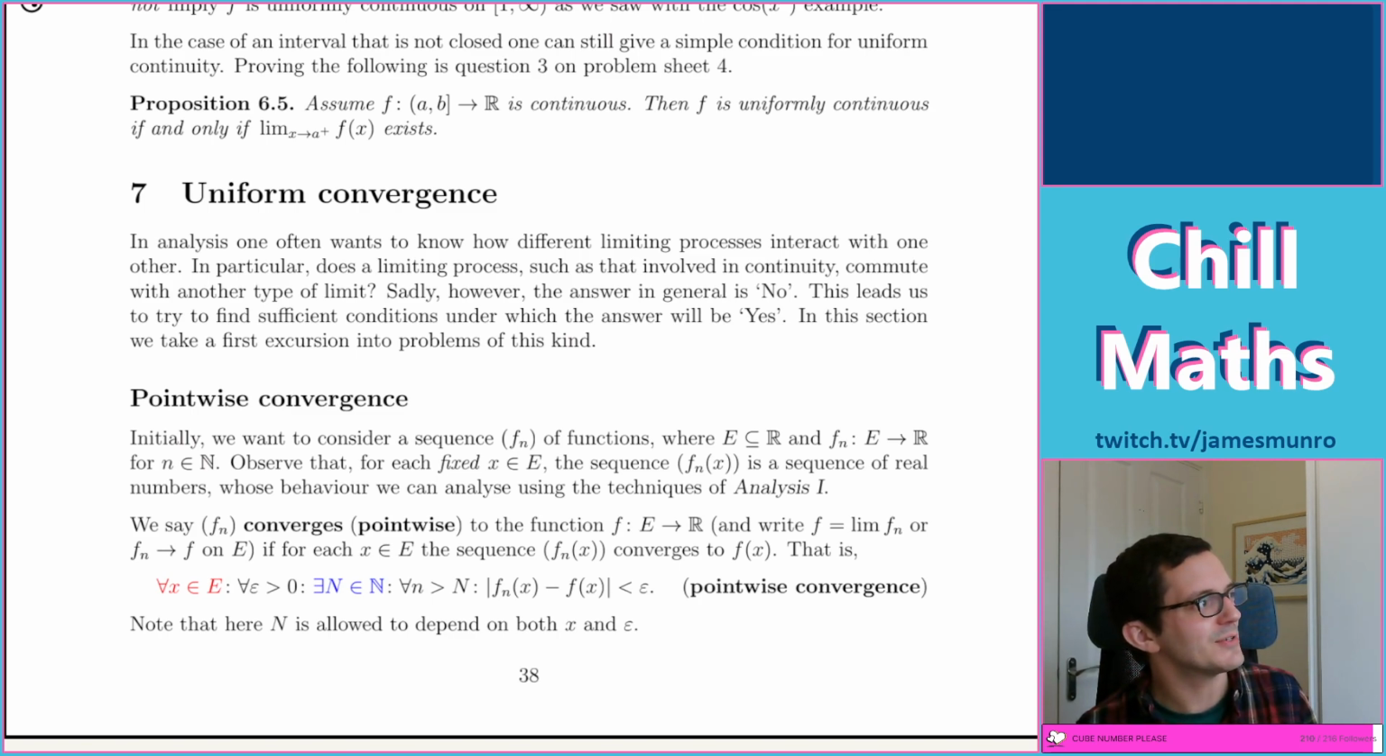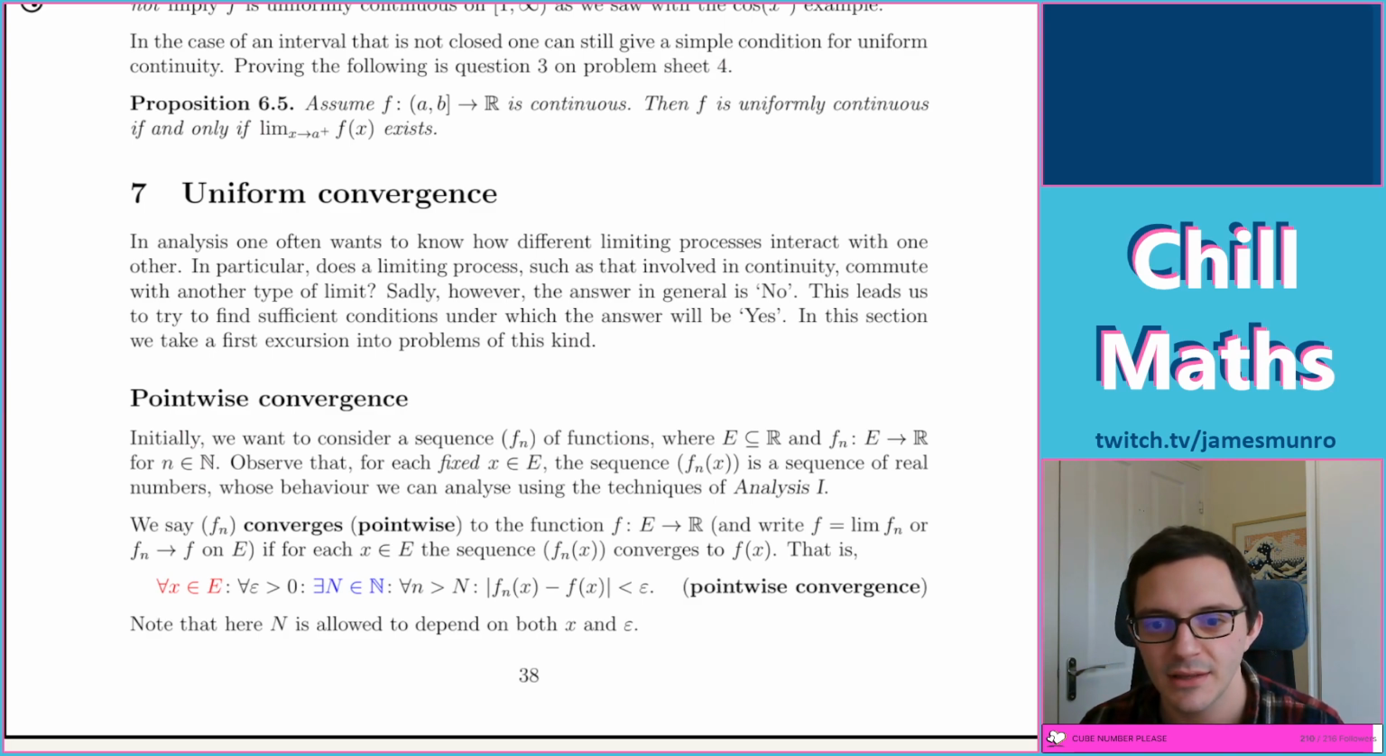Something like get close to it and use the uniform continuous epsilons and deltas to show that it's not changing very much as you get close. Yeah, something like that. Piece it together. We've got to the definition of uniform convergence, I think.